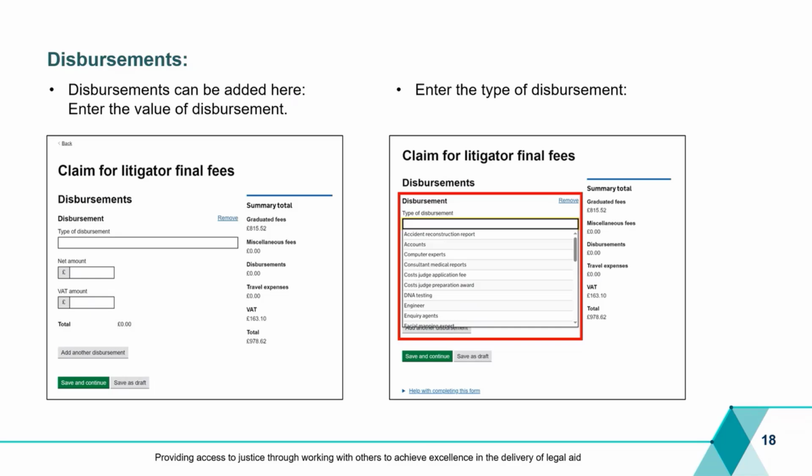Next, you can enter any disbursements you would like to claim. Enter the type of disbursement from the drop-down menu, and then manually enter the amount claimed, including any VAT. Please note that all disbursements will need to be accompanied by an invoice and a prior authority if one has been applied for and granted. Otherwise, in the absence of prior authority, you will need to justify why it was necessary to incur the disbursement.